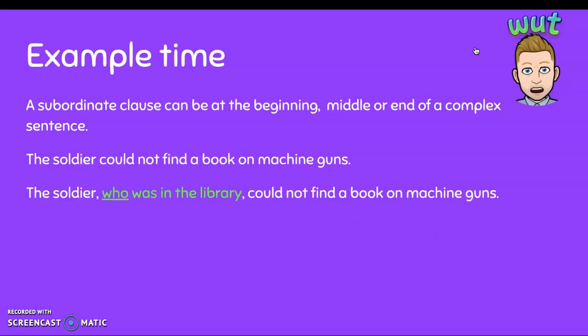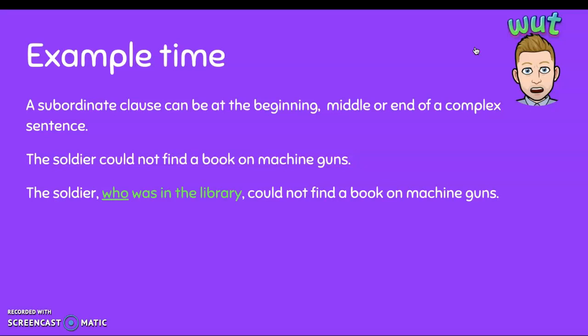Another example. This is the main clause. The soldier could not find a book on machine guns. Okay, that's a simple sentence there. It's got a subject, the soldier, and a verb, could not find. Okay, couldn't find what he's looking for.